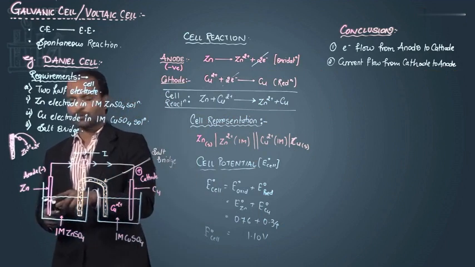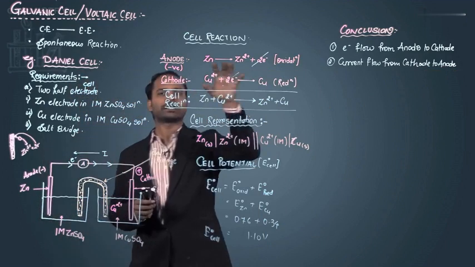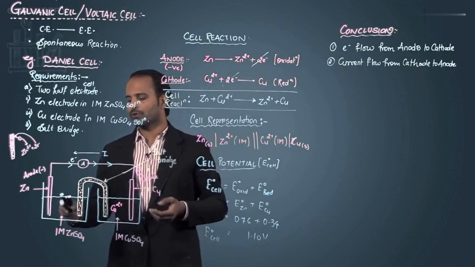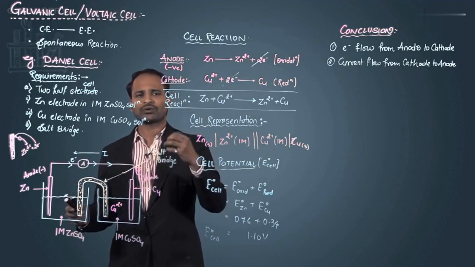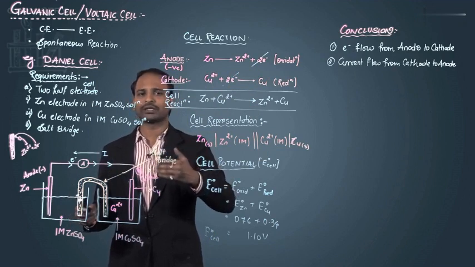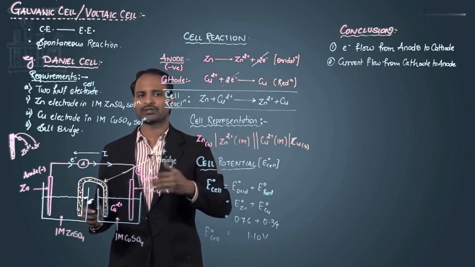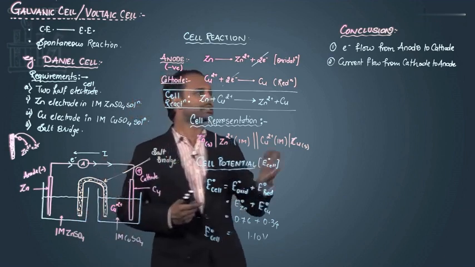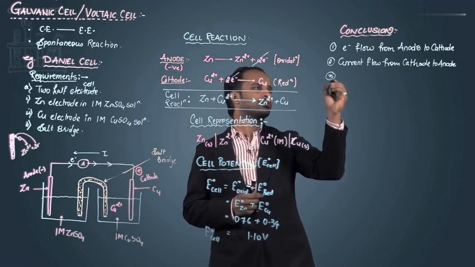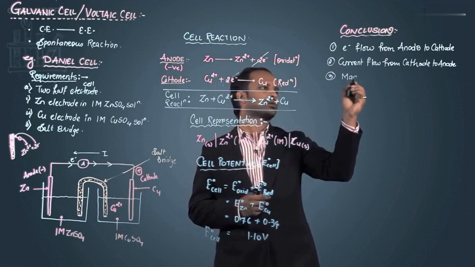Okay. After this, during the process, what happens? The zinc electrode is continuously getting converted into zinc ions and getting dissolved into the solution. With time you will observe that the zinc electrode is continuously undergoing a destruction process. Its amount continuously goes on decreasing. So here I can say the third conclusion: the mass of the zinc electrode decreases.